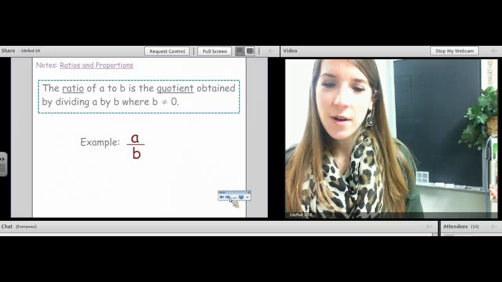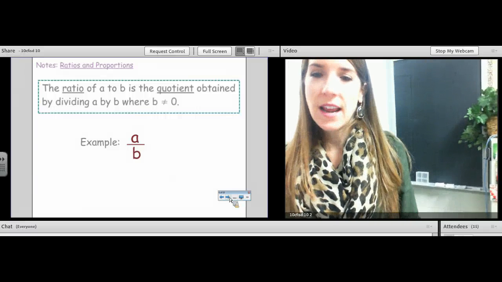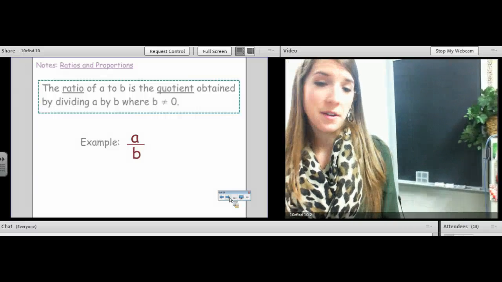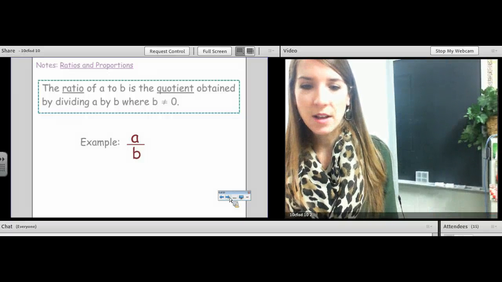So, Quan, what are you typing? The ratio of A to B is the quotient obtained by dividing A by B, where B does not equal 0. Why would we have to put that constraint on B? Why can B not equal 0?